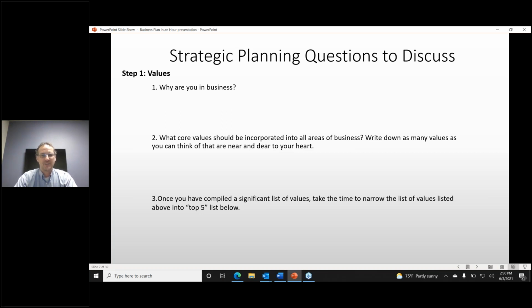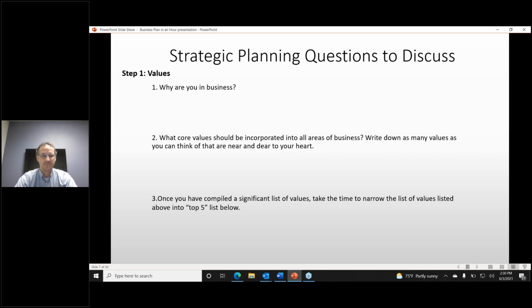What core values should be incorporated into all areas of your business? Write down as many values as you can think of that are near and dear to your heart. This is where you want to align yourself, your employees, your contractors, your strategic partners, and maybe even your customers, clients, patients, members, depending on what type of business you're in. But it's always nice for them to know why and what those values are at the core of everything that you do in business.